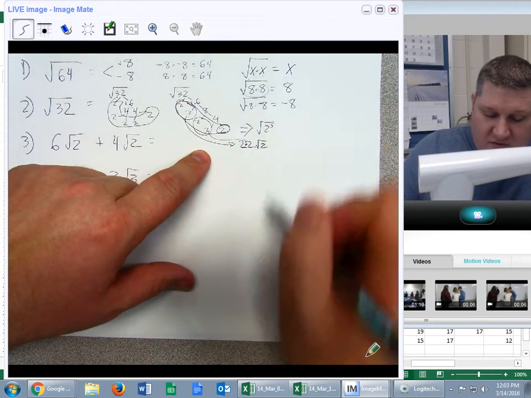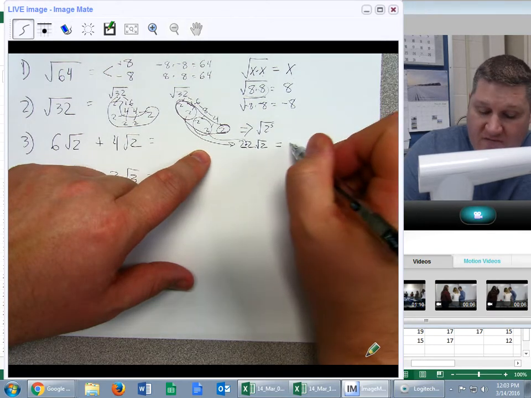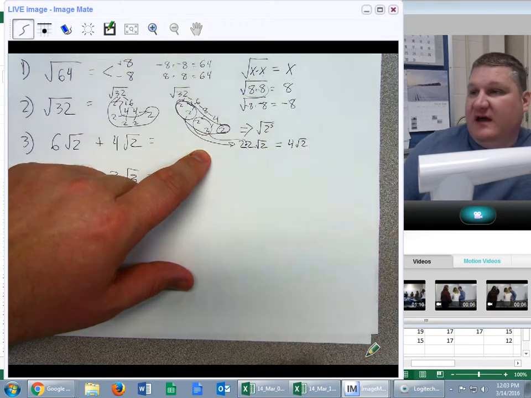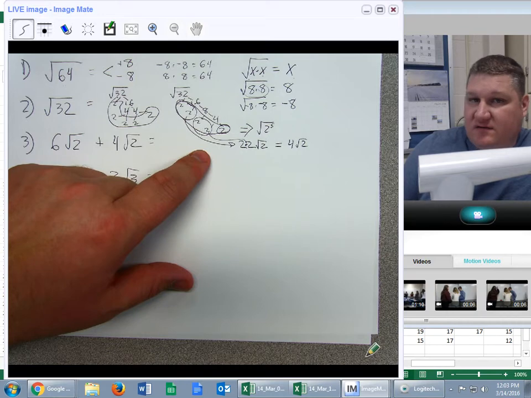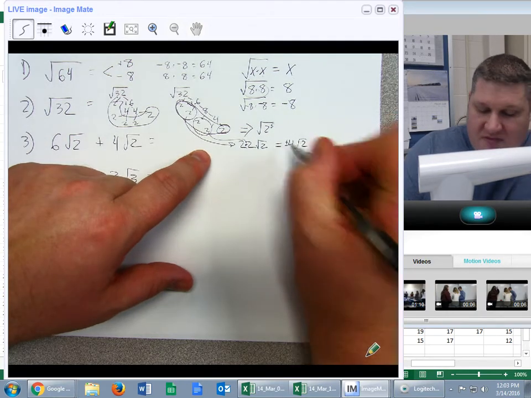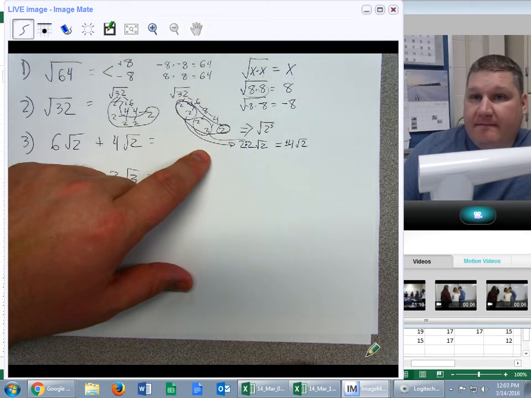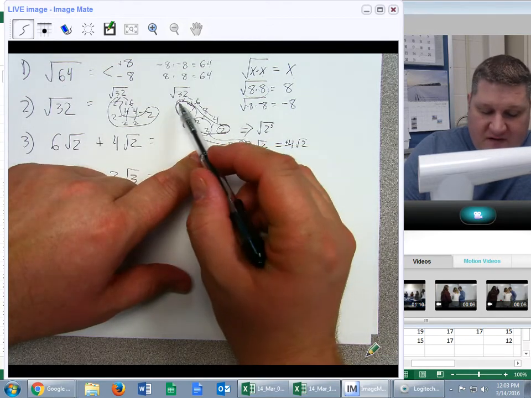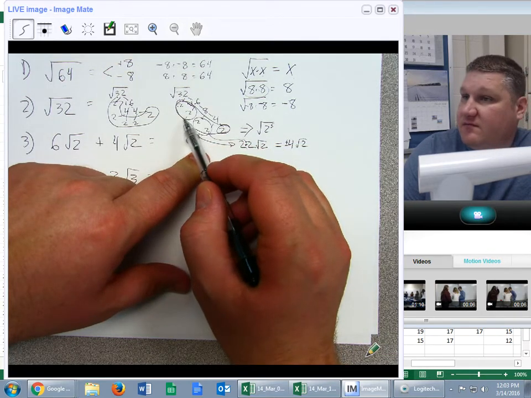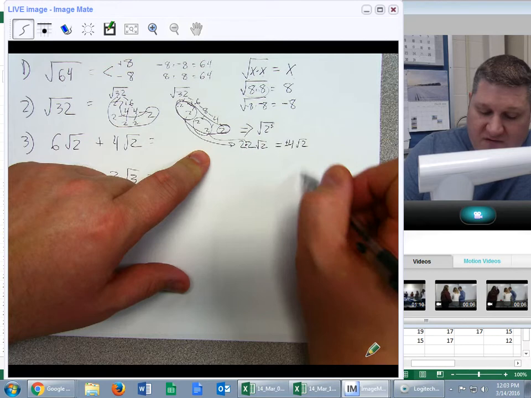What is 2 times 2, Bradshaw? 4. So I have 4 root 2. Now, technically, what should I put out in front of this? Why plus or minus? Could these potentially have been negative 2 and negative 2 here? Absolutely. So it's plus or minus 4 root 2.